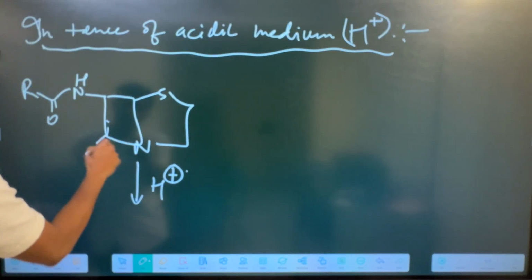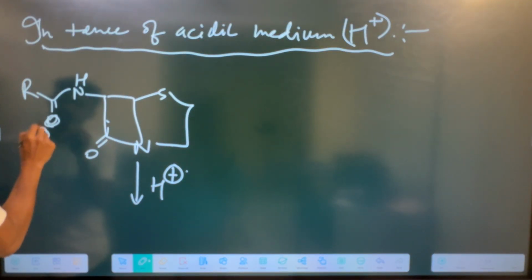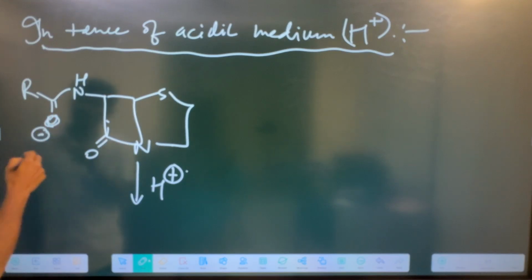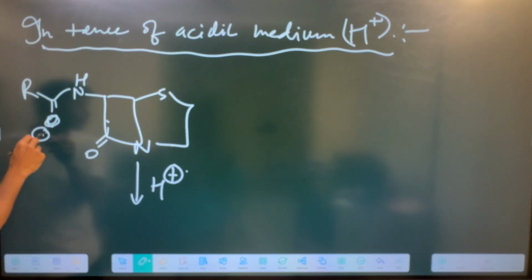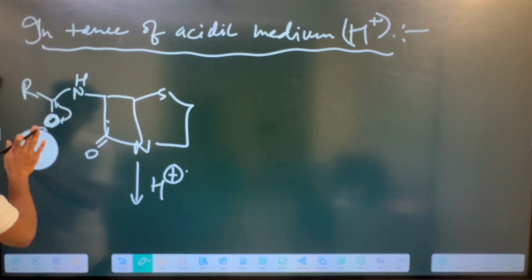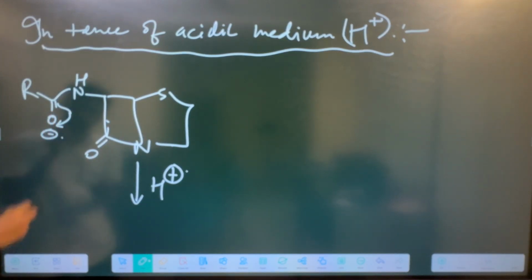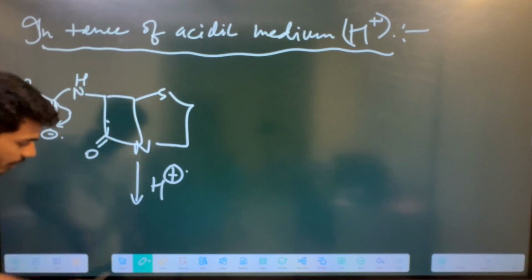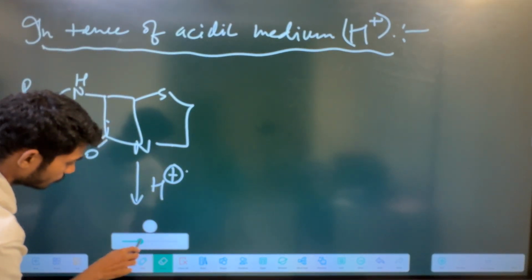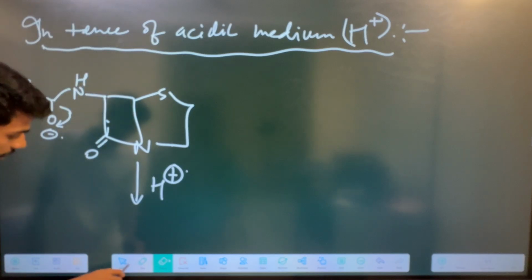Now this is the beta-lactam ring again. Now what will happen? This one is electronegative, so negative charge will be present. Because it is highly electronegative, it will withdraw the electron from this bond. So now the oxygen withdraws electron from this bond and becomes negatively charged. Only a single bond is present here, because the electron present on the other bond is now withdrawn.